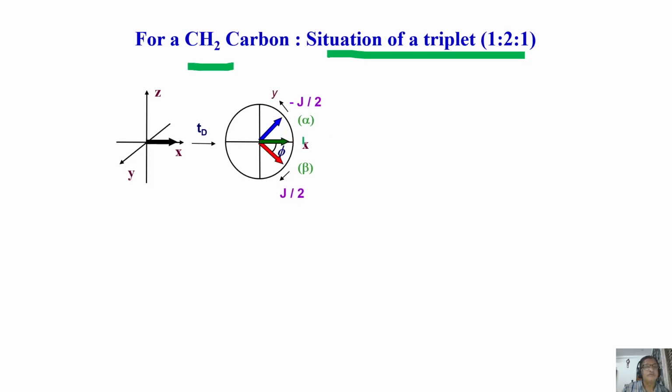It doesn't move. Remember, one is at 0, another is at plus J, another is at minus J. Three components. When there is a triplet, for the CH2 carbon, the central component does not evolve. Only the outer components start moving.